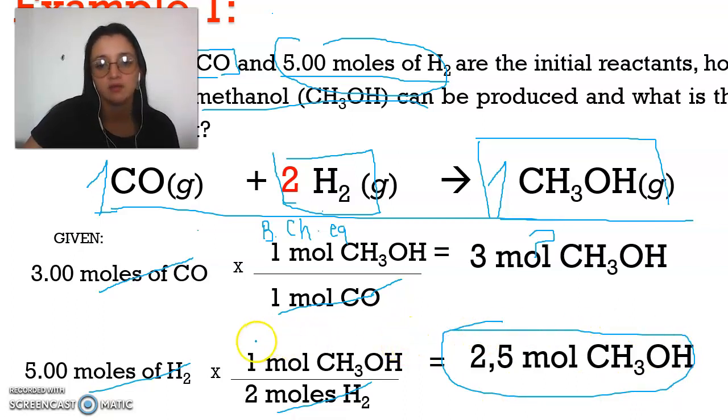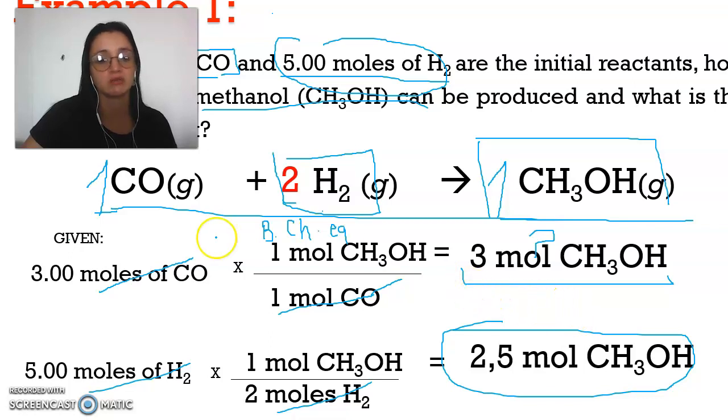Because even though with the 3 moles of carbon monoxide I'm able to produce 3 moles of methanol, I don't have enough hydrogen to produce that. If we want to produce 3 moles of methanol, we will have to have 6 moles of hydrogen in here, but we only have 5. We don't have enough hydrogen.